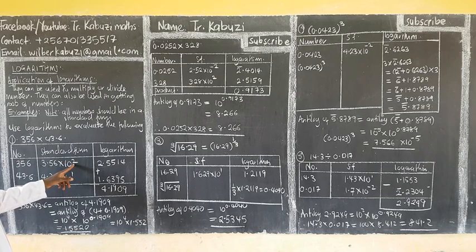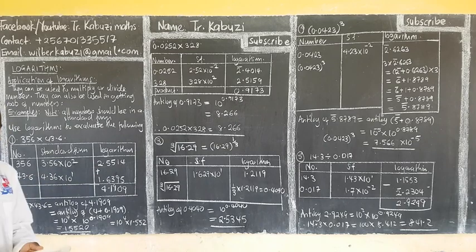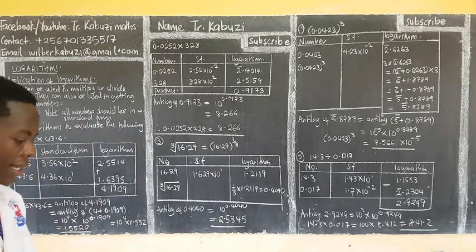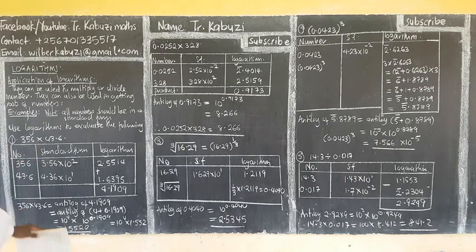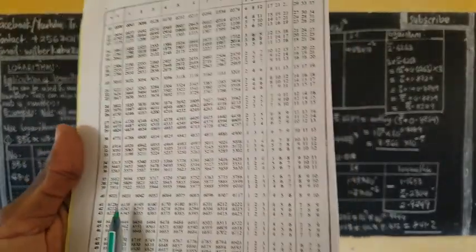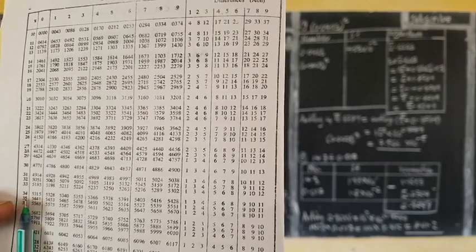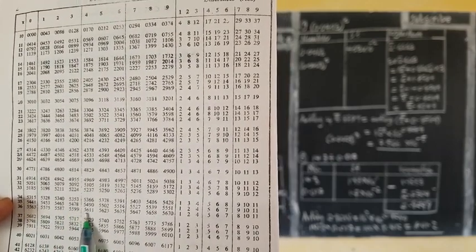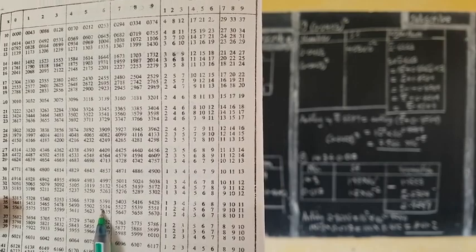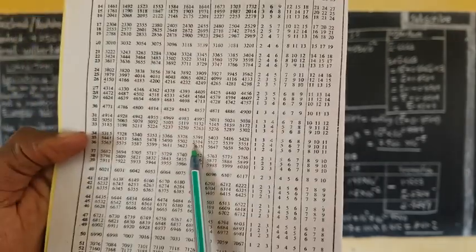Then if we are to read this, we write this 2 first, then read the logarithm of that. If I get my table, what I have done now to read is 3.5 and 6. So when I read my table, we are reading 3.5, so it will be 3.5 here, then under 6. You see under 6, it's there.